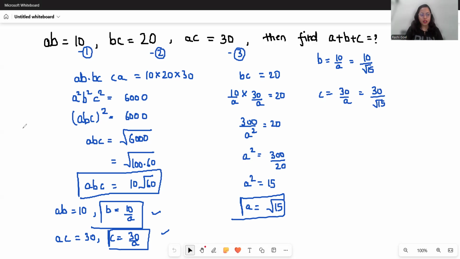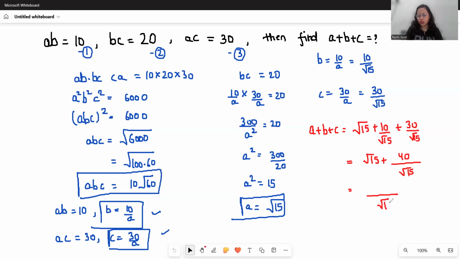Now we have to find A plus B plus C. That is root 15 plus 10 by root 15 plus 30 by root 15. So it's root 15 plus, LCM is root 15, and 10 plus 30 is 40. So it becomes root 15 times root 15, which is 15, plus 40, which is 55 by root 15.